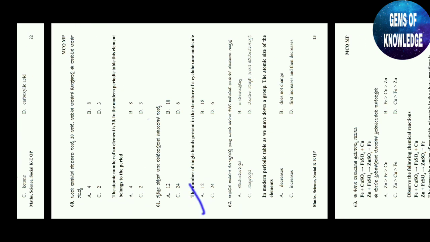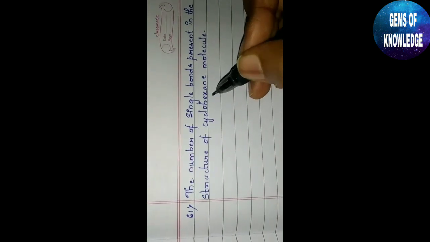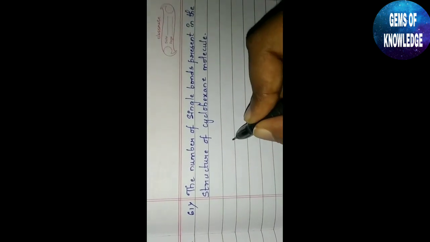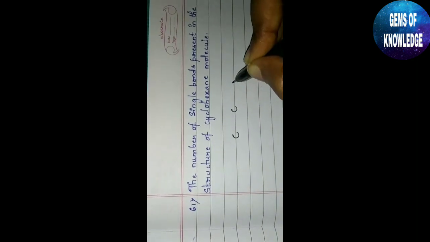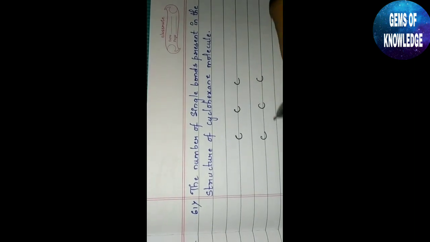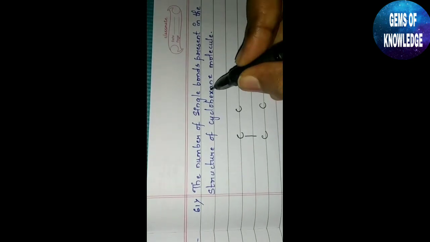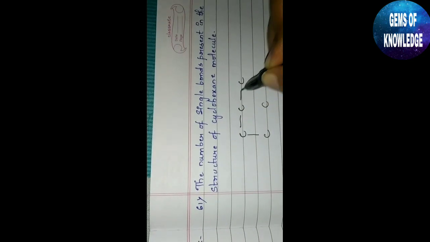Okay. Next, 61. The number of single bonds present in the structure of cyclohexane molecule. So I'll quickly show you the structure of cyclohexane molecule here. Let us write cyclohexane. Hexane means it contains how many carbon atoms? It contains 6 carbon atoms. So we will write 1, 2, 3, 4, 5, 6. Why have I written in this form? Because it is cyclohexane. So hexane is given, it means everywhere single bond is present.